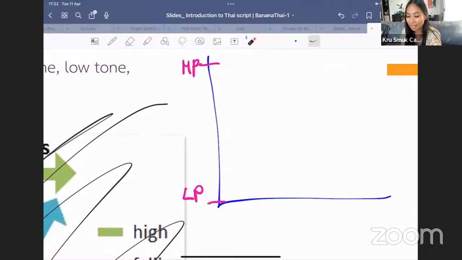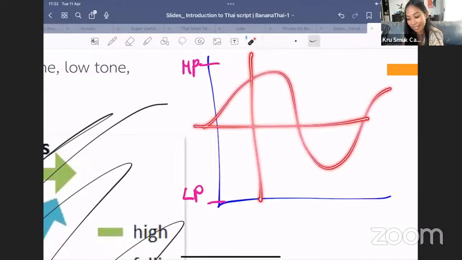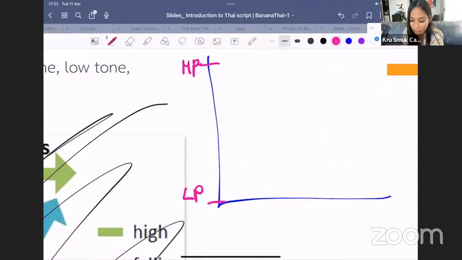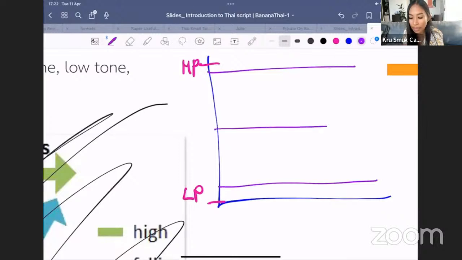You see this? Ma. Ma. This is a different pitch, okay? And the tone doesn't go like this, but it goes like this. And it can go like this, let's say whatever. But the Thai tone goes like this, ma. So again, ma, high pitch, ma, low pitch, ma, mid pitch. So high, middle, and low. This is about pitch, okay?